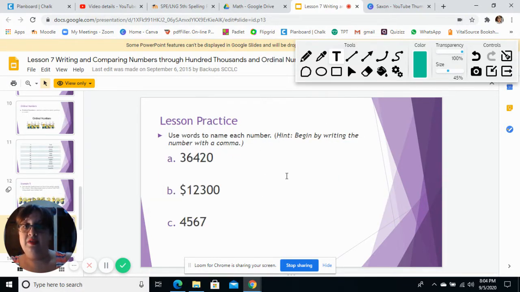All right, time for some lesson practice. So write down lesson practice in your notebook so you can see what we're doing. And remember to label each one with the letter in front. Use words to name each number. And there's a hint. Begin by writing the number with a comma. So the first thing that we want to do is add a comma to each of these numbers. As you write them down in your notebook, you want to add a comma.